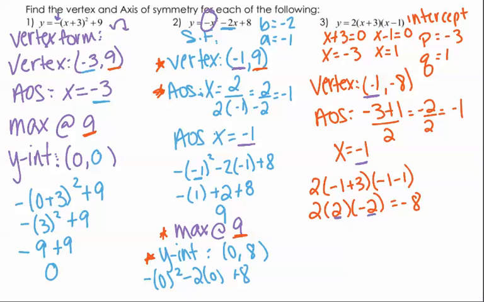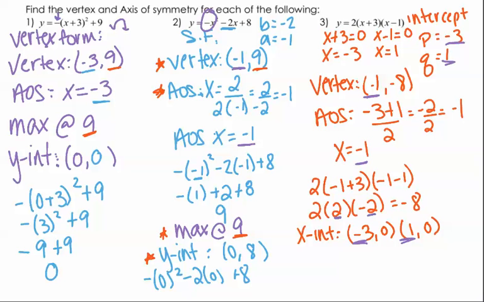So now I've got the vertex, I've got the axis of symmetry. The next thing I want to do is find my intercepts. With intercept form, you're going to have x and y intercepts. My x-intercepts are really easy to find because they just come from the p and q values that I already have. So my x-intercepts are going to be -3, 0, and then 1, 0. And that -3 and 1 just came from the p and the q values here.